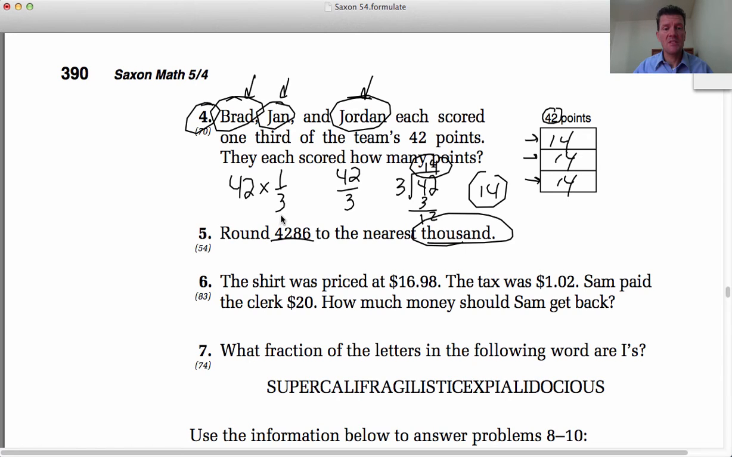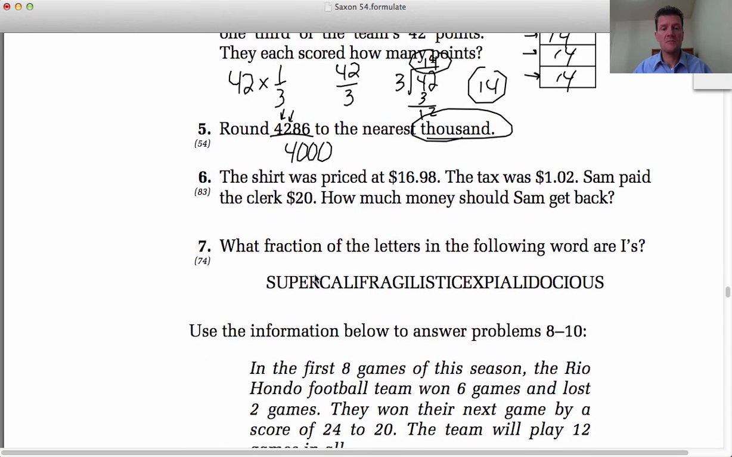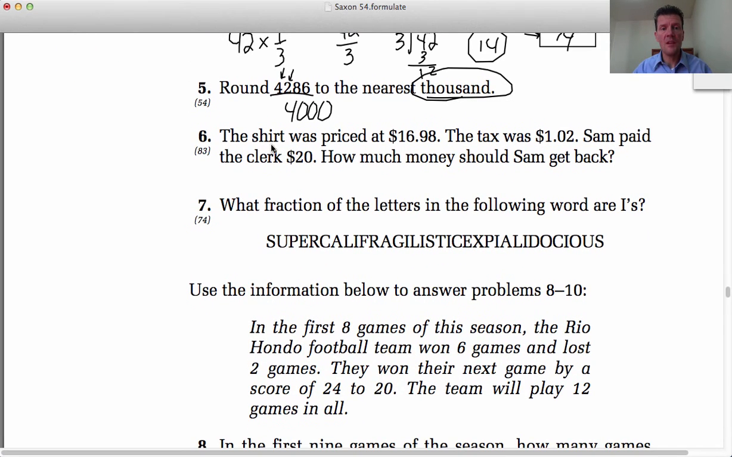Round 4,286 to the nearest thousand. Let's identify where this thousand is. The 4 is in the thousands place. So we look at the number right behind it. It's less than 5. So we're going to round down to the lower thousand number, which would be 4,000. Estimating is a powerful skill. Keep practicing that.